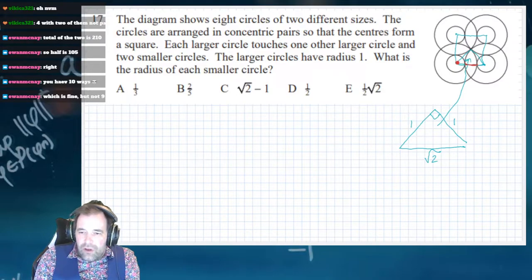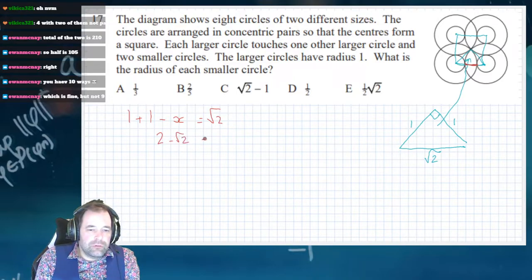If this whole length is going to be 1, which is the large circle, plus 1, which is the other large circle, minus this overlap. So we know that 1 plus 1 minus the overlap, let's call it x, is root 2. So we know that 2 minus root 2 is x. That's this bit here. X is 2 minus root 2, and so we know that the radius, let's call it little r, we know that 2r plus x also equals root 2.